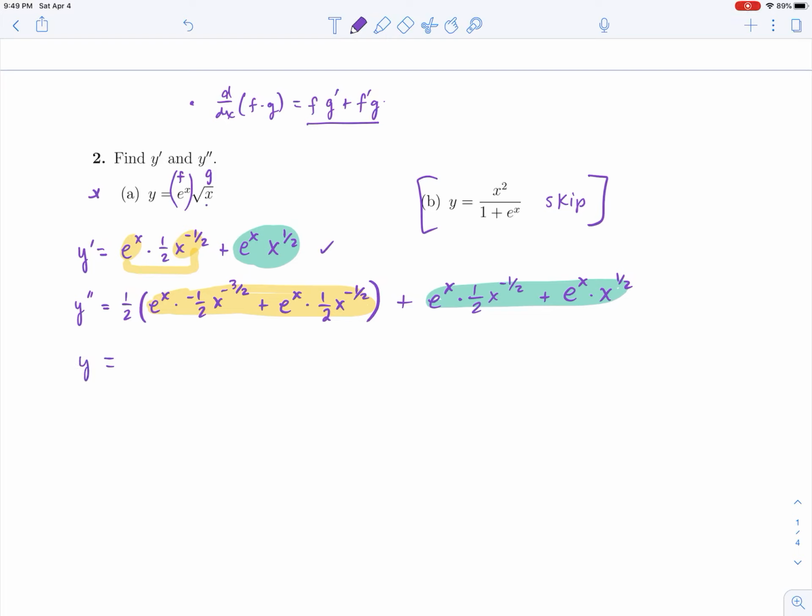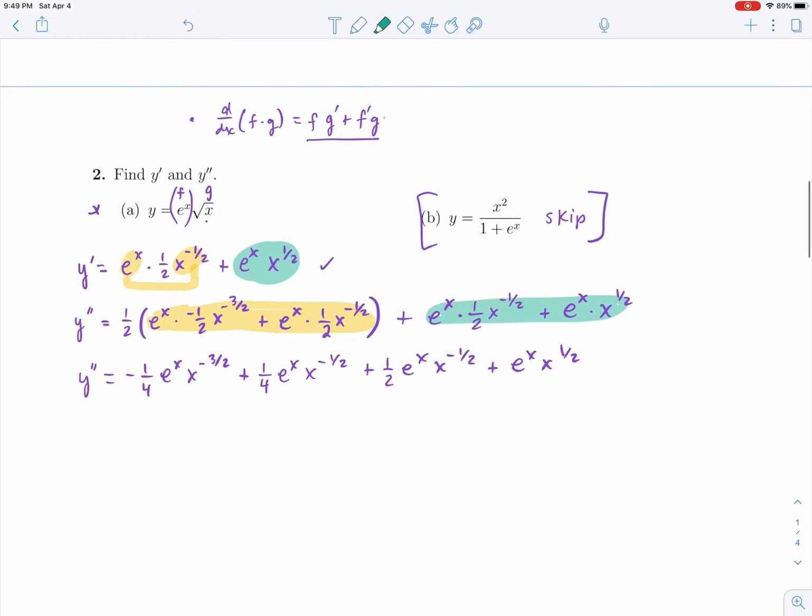So we're going to have the second derivative. If I distribute that 1/2, I'm going to get negative 1/4 e to the x, x to the negative 3/2, plus 1/2, whoops, it's 1/4 e to the x, x to the negative 1/2, plus 1/2 e to the x, x to the negative 1/2, plus e to the x, x to the positive 1/2. And let's see if we have anything in common. I think we can combine these two together.